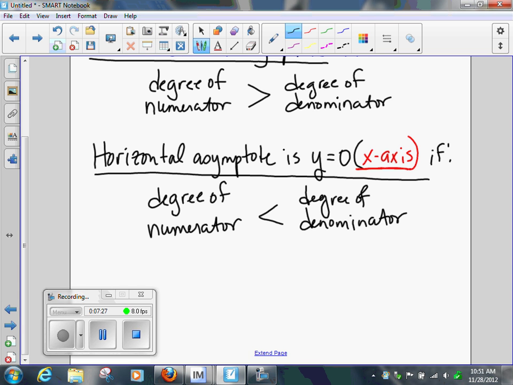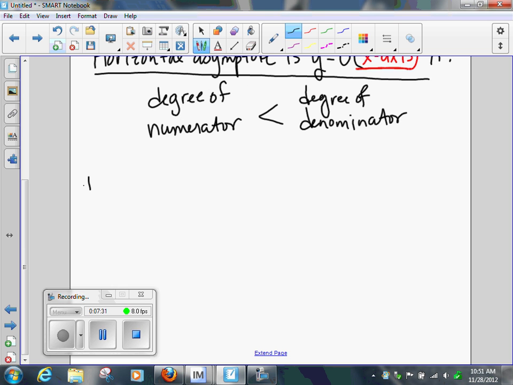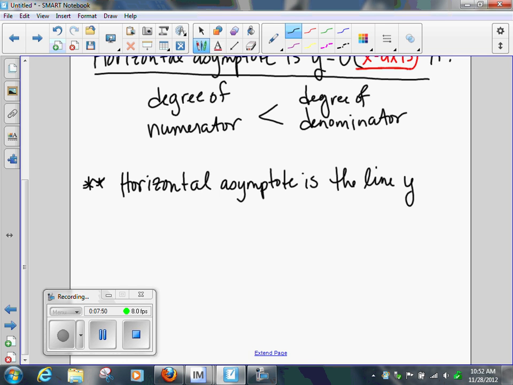And then you got to know this. Muy importante. Let me see. The horizontal asymptote is the line y equals blank if, you'll understand what blank means in just a second.